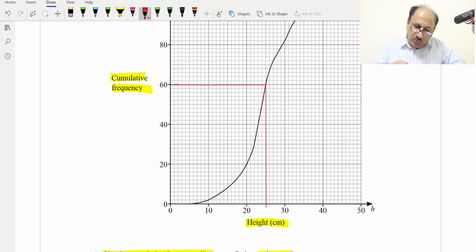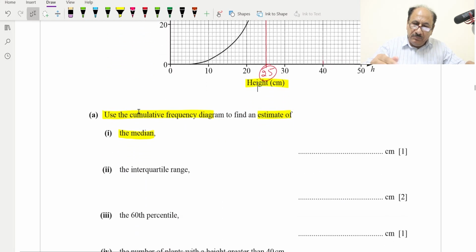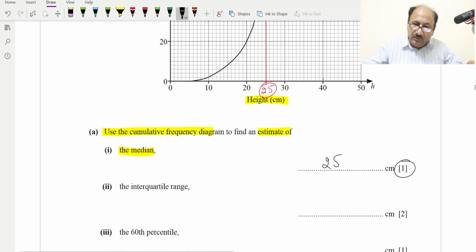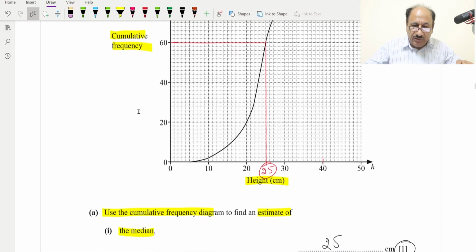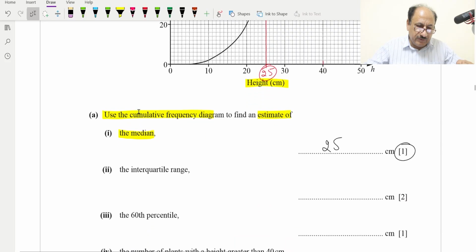So this is 20 and 30. In the middle of 20 and 30 is 25, so we can provide the answer, median, as 25. It's a 1-mark question, but we have shown the working, that the graph is reflecting 25. So this reference is very important. You will have to give this reference.